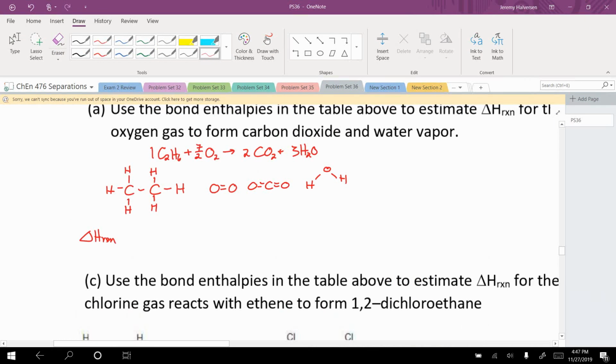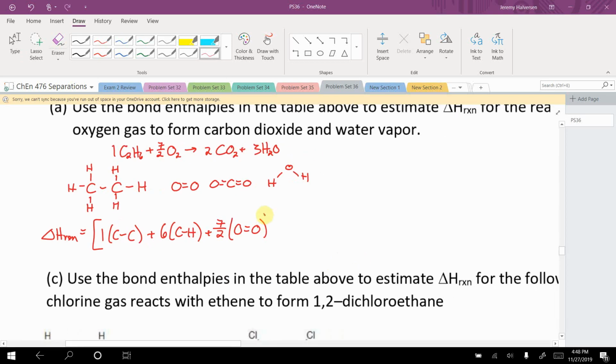All right, so the delta H of this reaction is going to be bonds broken minus bonds formed. So I am breaking 1 CC bond, 6 CH bonds, and 7/2 OO double bonds. Does it make sense to break 7/2 of a bond? Can't break half a bond, right? It doesn't really make sense, except that I'm using all of these values as moles. So it's really 7/2 moles of a bond, and you can have half a mole of something. All right, so that's what I'm breaking.